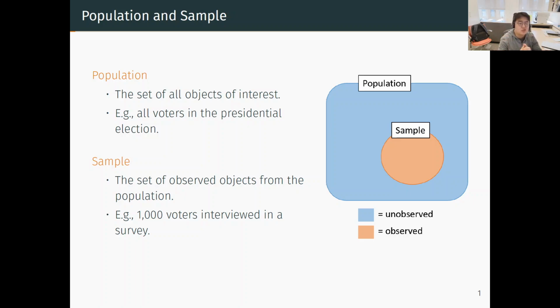However, the problem is we cannot observe everyone's votes, right? Typically due to time constraints and financial and budget constraints, it will cost a lot of money, and maybe it is impossible to do the survey within a month, right?